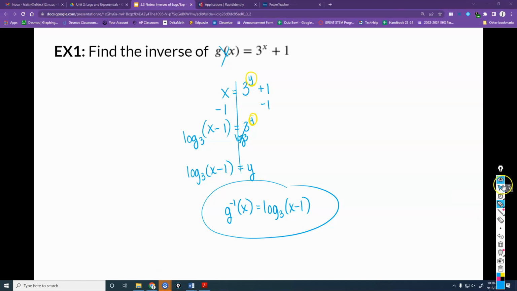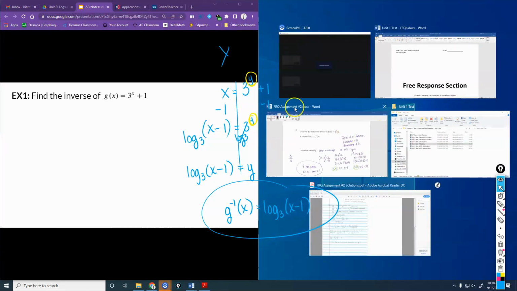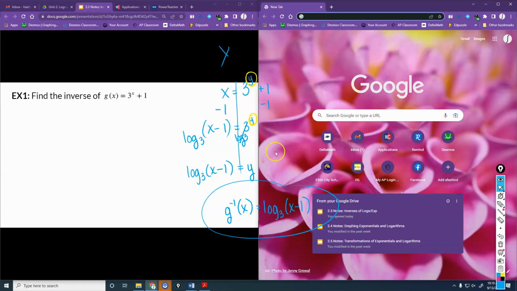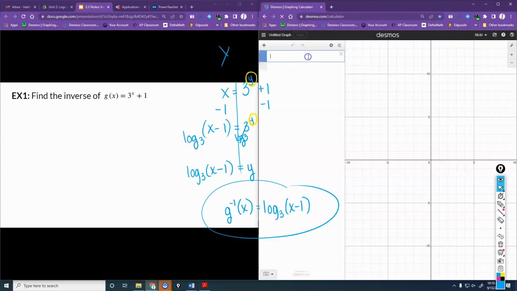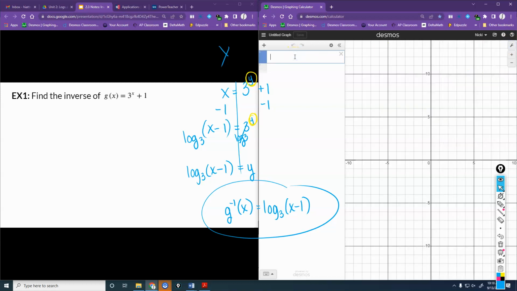Now, we can use Desmos to check this, and it's very helpful. So you guys can still see that slide over there. So to check on Desmos, it tells you there at the top, you need to graph the original function. So I'm going to call it g of x equals 3 to the x plus 1. So that's my original function.